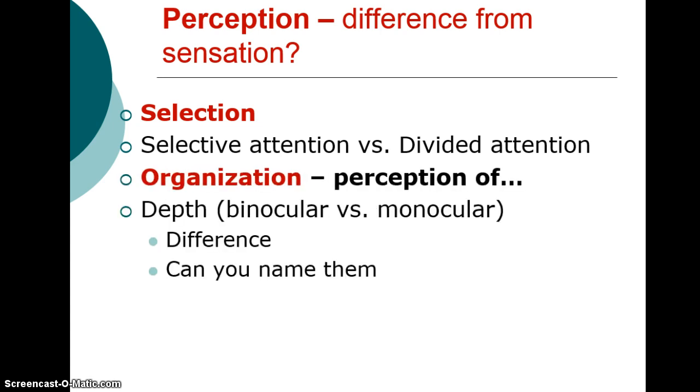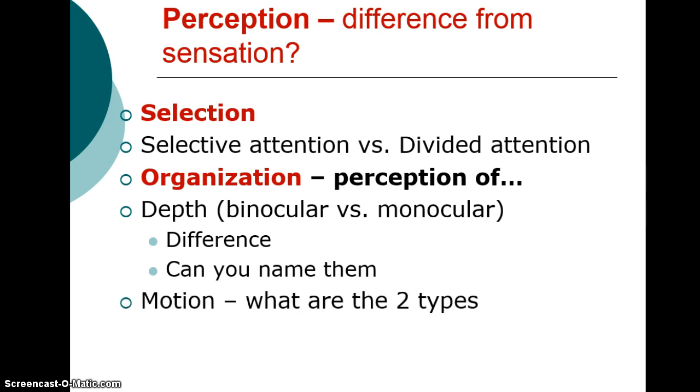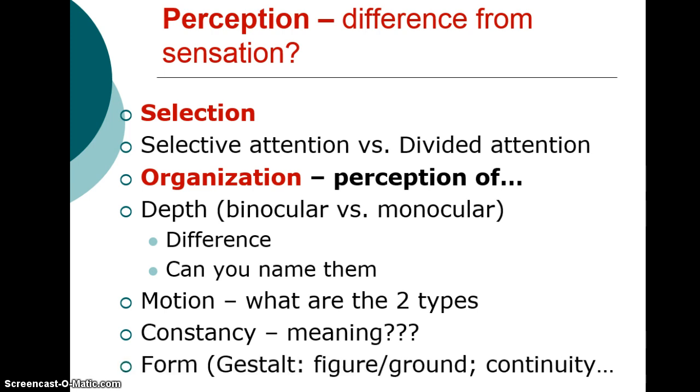Organization, we have different aspects to that. We have depth perception. We have both the binocular and monocular, 2 eyes versus 1 eye. Many more monocular cues than binocular cues, so make sure you can name and recognize those. We have our motion perception, and there's only 2 types there, the phi phenomenon and the stroboscopic effect, so make sure you know the difference between those. Constancy, meaning that even if something changes in the retina of our eye, we know it still holds constant overall, like color and size. And then form perception. The other 3 only related to vision.